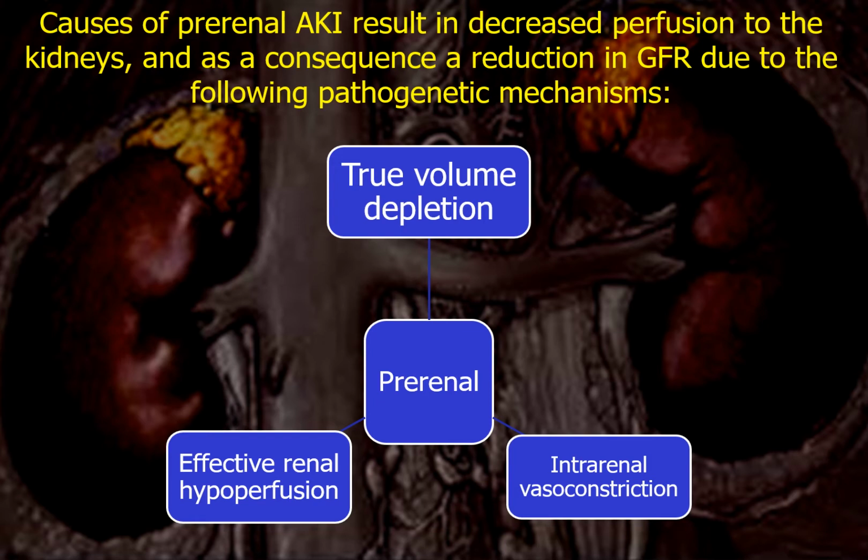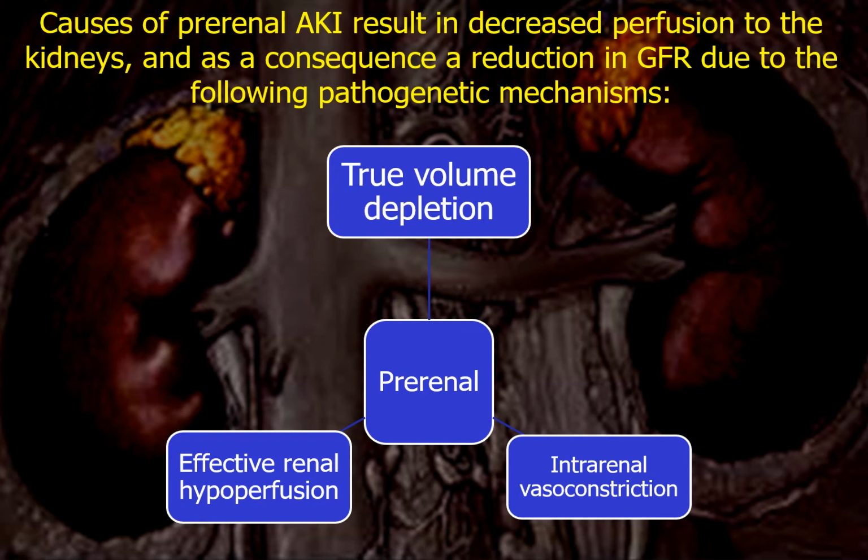Decreased perfusion to the kidneys, and as a consequence, a reduction in glomerular filtration rate can cause prerenal AKI. This occurs due to the following pathogenetic mechanisms. It can be due to true volume depletion, for example, in cases of bleeding such as during surgery or trauma. It can be due to intestinal loss such as in the case of gastroenteritis. It can be due to excessive cutaneous loss such as in the case of severe burns, or excessive urine loss such as in patients with diabetic ketoacidosis.